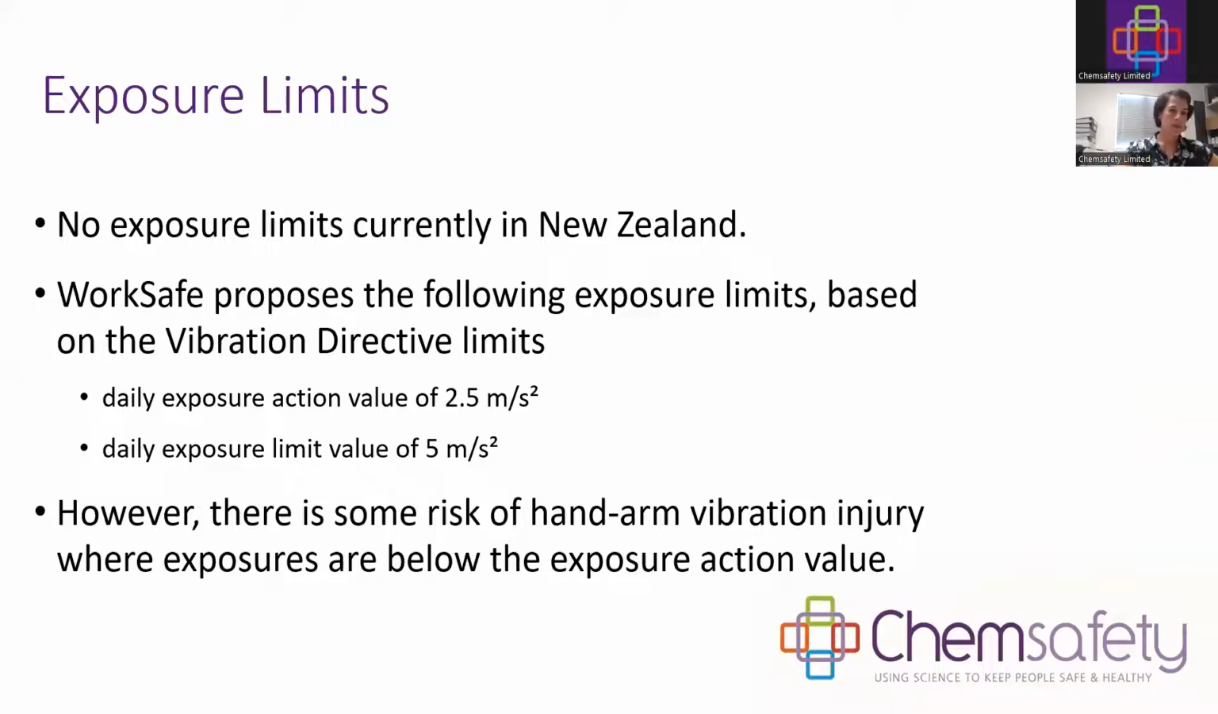With the exposure limits, there are no exposure limits currently in New Zealand, but WorkSafe proposes exposure limits that are based on the vibration directive limits, which is a daily exposure action level of 2.5 meters per second squared and a daily exposure limit value of 5 meters per second squared. And even though these are the set limits or the set values, there have been instances where people start to develop hand-arm vibration injuries at very low levels as well.